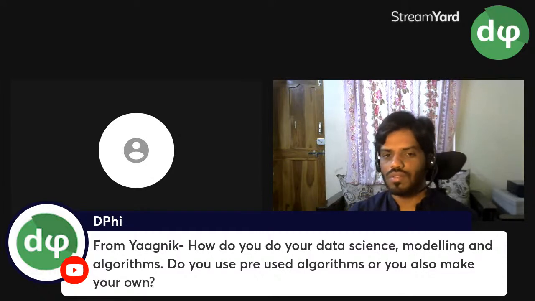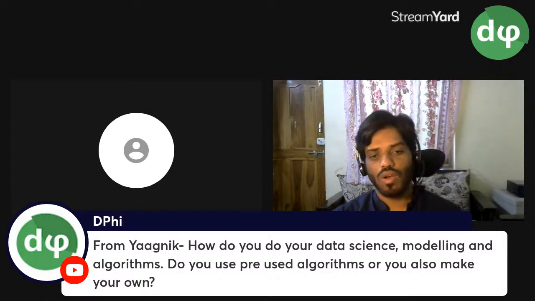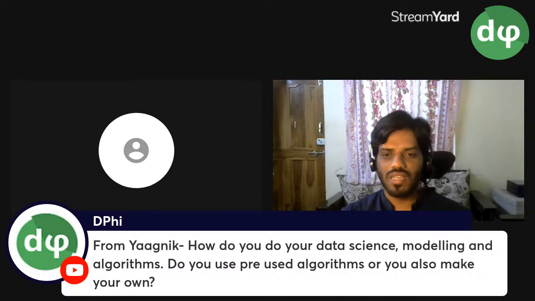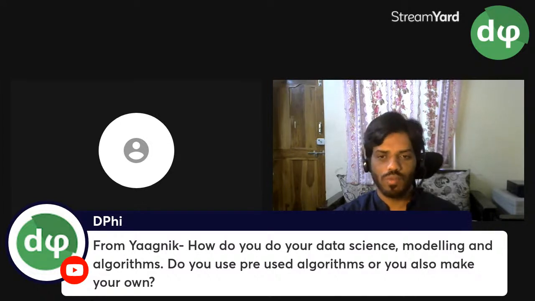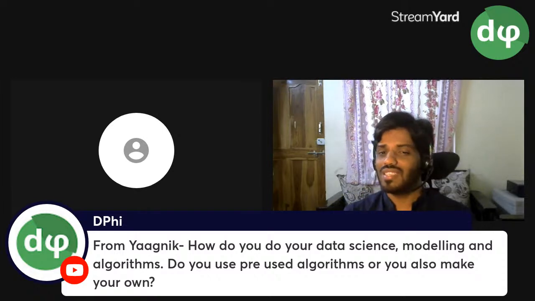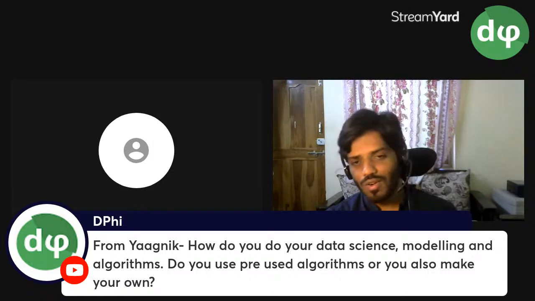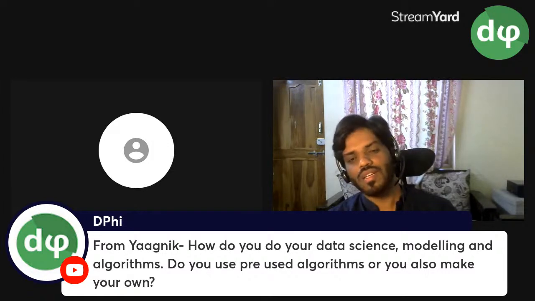So we always use existing ones. We don't use our own. However, we spend a lot of time in data preparation. Data preparation is where it differs from project to project. Feature engineering differs from project to project, so that is not reused. But for most of the rest, we already have our own templates.